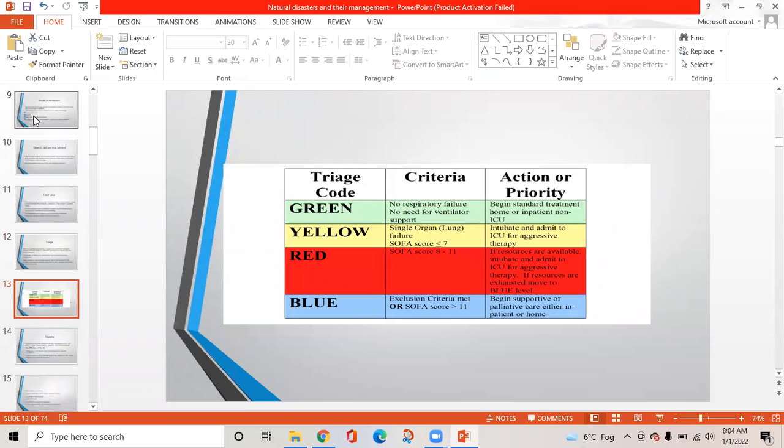These are the triage codes: green, yellow, red, and blue. Green shows that the patients are fairly stable and can be discharged, while yellow shows that there is a single organ failure going on. Red shows that if resources are available, these patients should be intubated. And blue shows that these patients will only need palliative care.